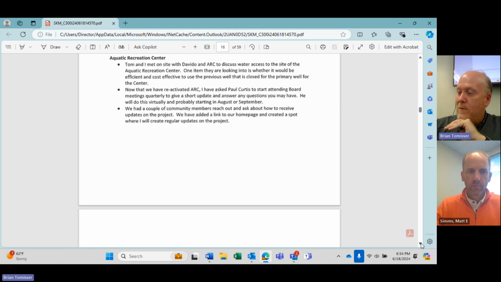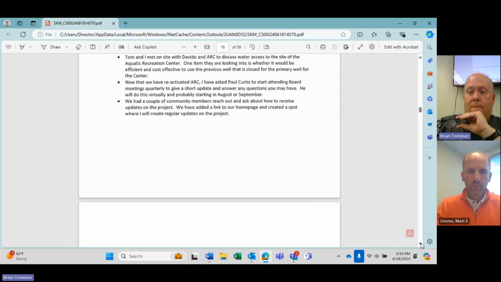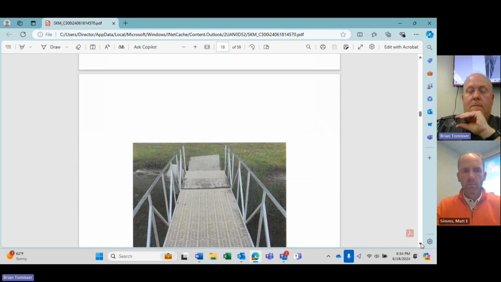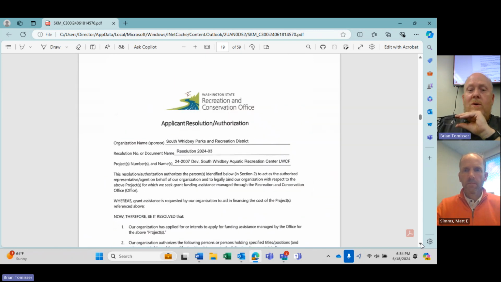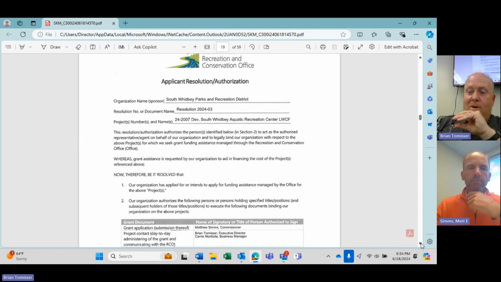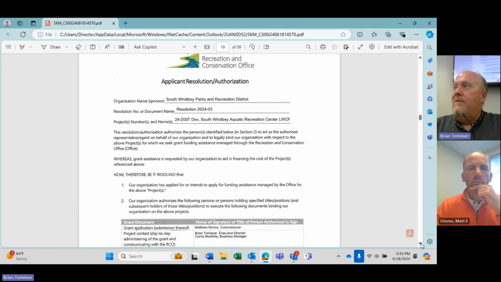All right, well, that is our comp plan report. Moving on to new business: authorization of submitting Washington State grants. We have a couple of resolutions. These are pretty straightforward. These are the grants that Matt talked about earlier. The LWCF grant is looking to provide funding for the second pool, and the WWRP grant is looking for funding to provide a new walking trail, as well as some additional parking spots in the lot. They do require a resolution authorization from the board.